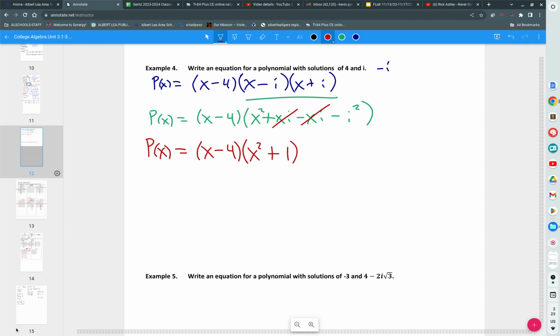In order to write it in the form of a polynomial, we now multiply that out. P of x is equal to x times x squared is x cubed. Negative 4 times x squared is negative 4x squared. X times 1 is x. And negative 4 times 1 is negative 4.